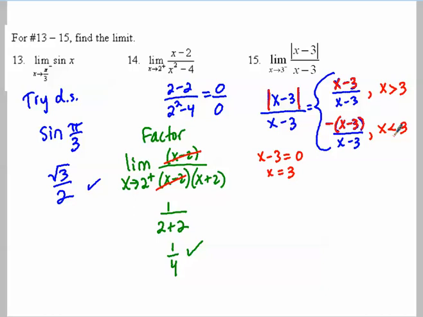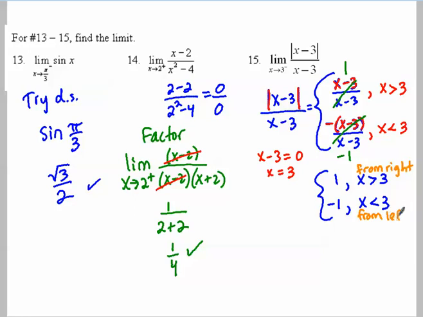Now, if we simplify those expressions, the top expression gives us positive 1. The bottom expression gives us negative 1. So I'm going to rewrite this as 1 for x being greater than 3 and negative 1 for x being less than 3. Now, x being greater than 3 are the more positive values. So this is saying from the right of 3 versus this one is saying from the left of 3.